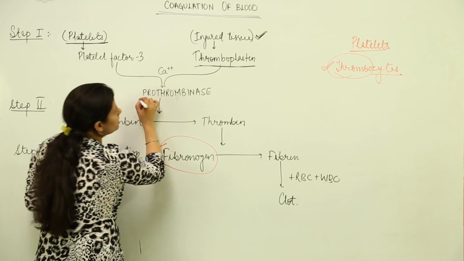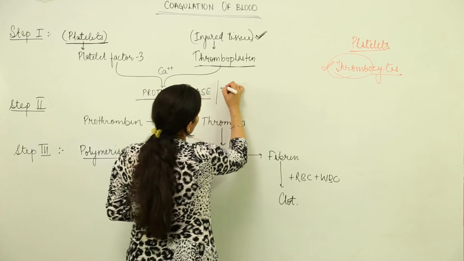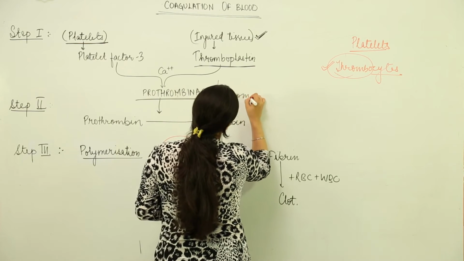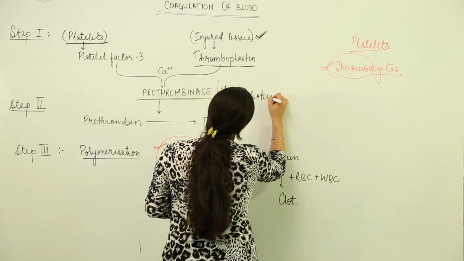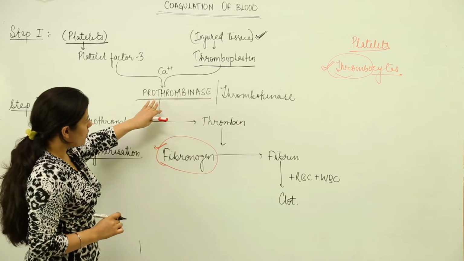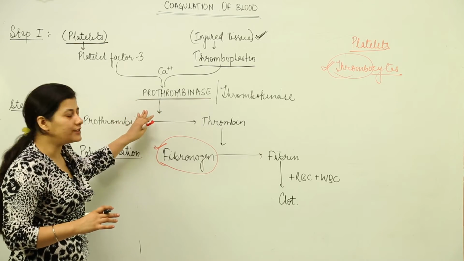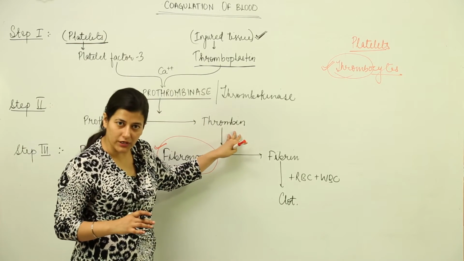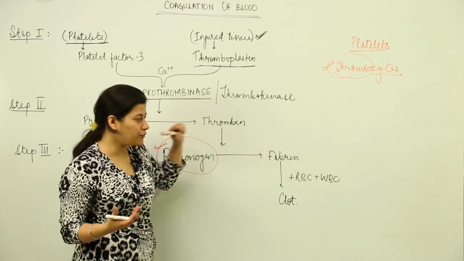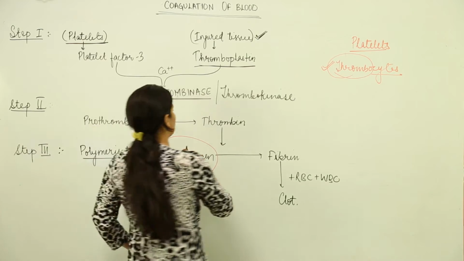3 to prothrombinase. Another name for this is thrombokinase. Alright, now this formation of prothrombinase is very crucial because it would lead to the formation of thrombin. Thrombin is again an enzymatic protein which leads to the polymerization of fibrinogen. That is part of the third step.